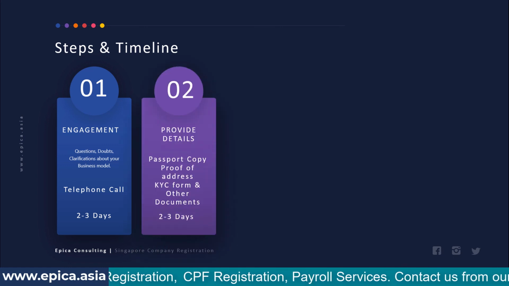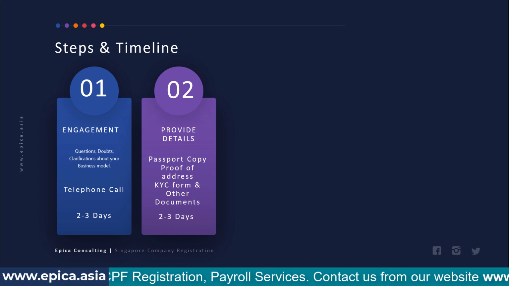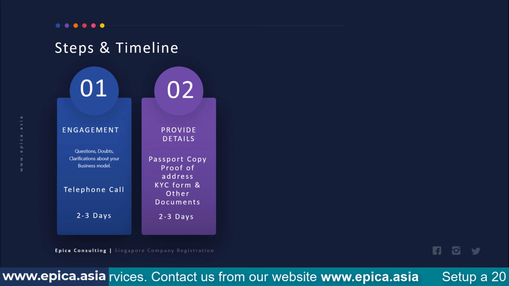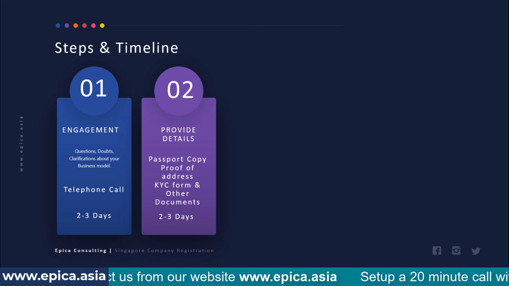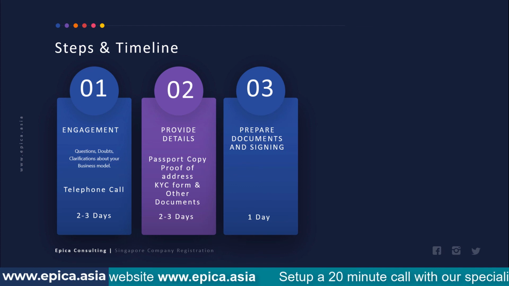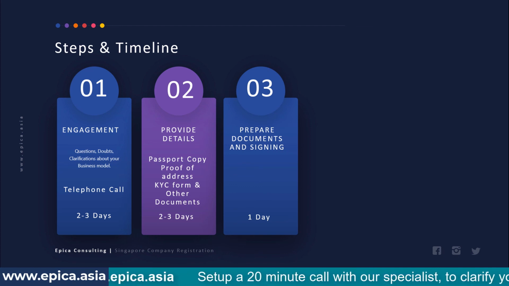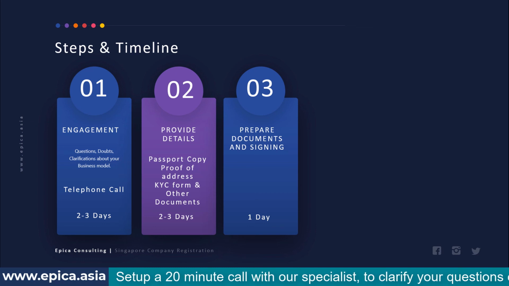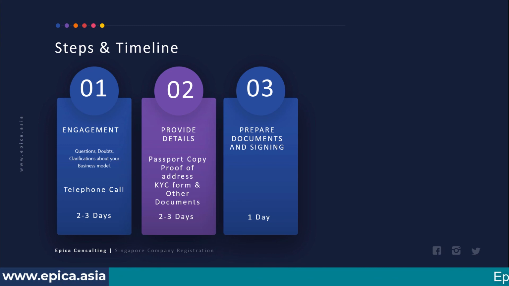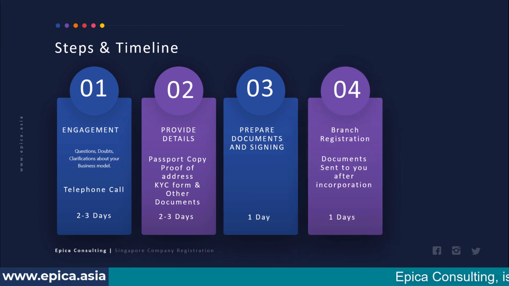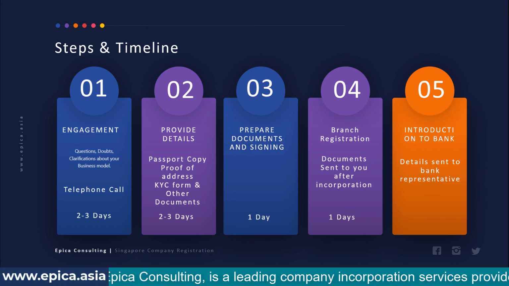Once all your doubts are covered or cleared, you will provide us the details. So these are the identity documents for KYC as well as other documents which are required for branch registration. Then in step 3, we will prepare documents and send it for signing. If you are in Singapore, you can sign it in our presence. But if you are not in Singapore, the documents can be signed overseas also. Once this signing is done, we will proceed for the branch registration and documents will be sent back to you after incorporation. And the last step will be the post incorporation matters, and we will introduce you to the bank.